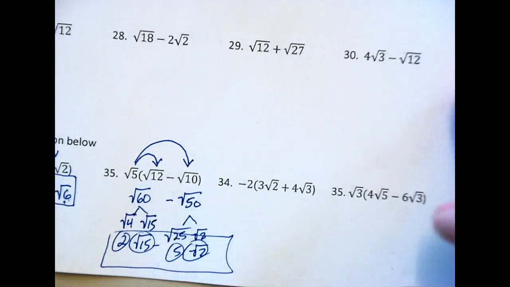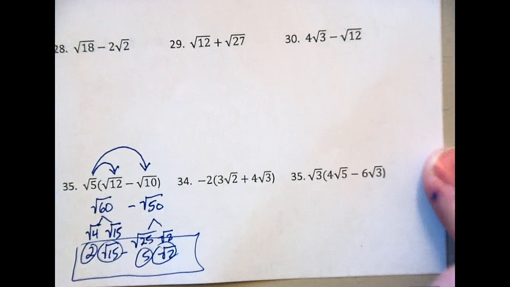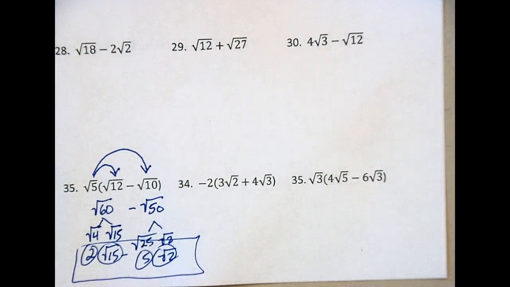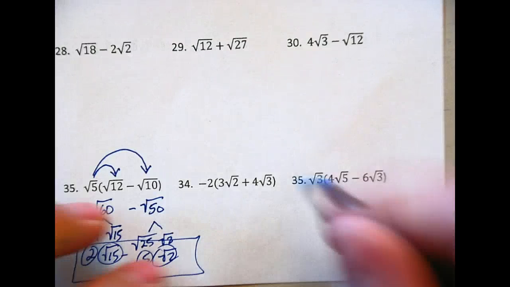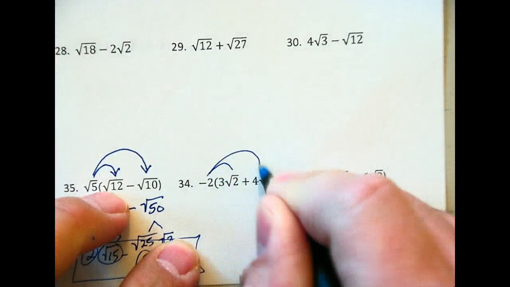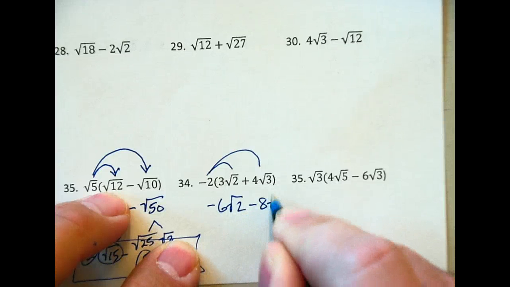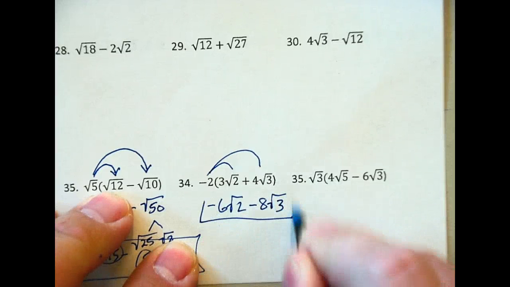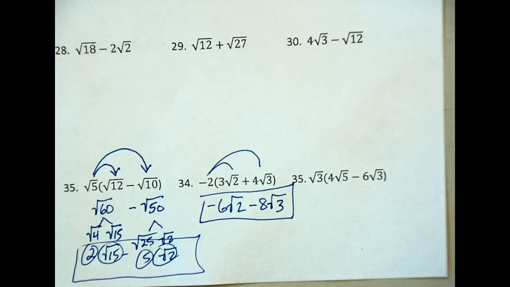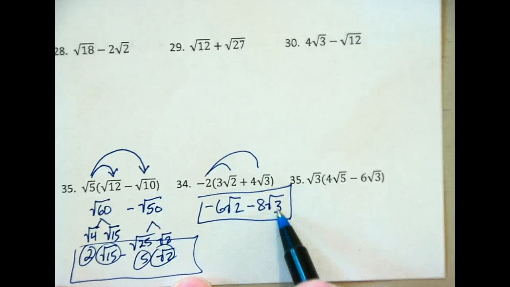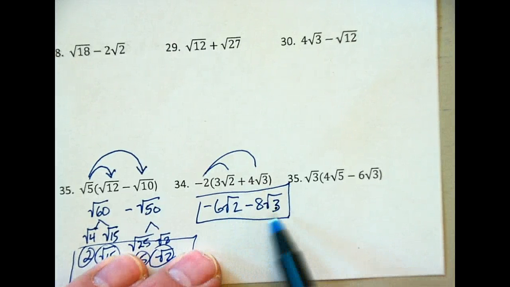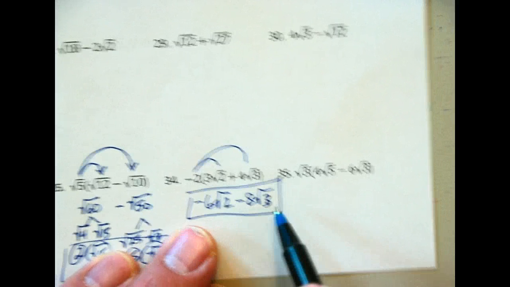Okay, once you try those last 2, we're going to score them up here in about 2 minutes or so. Okay? Here we go. Okay, there's number 34. Any questions? Can't combine them because they're not like roots. Can't simplify because they're not a perfect square that goes into 2 and 3.